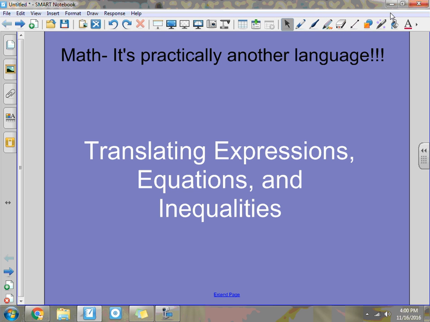Alright, so today we're going to be talking about how to translate expressions, equations, and inequalities. A lot of times I hear my students say that math is practically another language, and it turns out it's true. We are going to be learning how to turn algebraic form, or using all those symbols, into verbal form, which is using the words that we actually use every day.